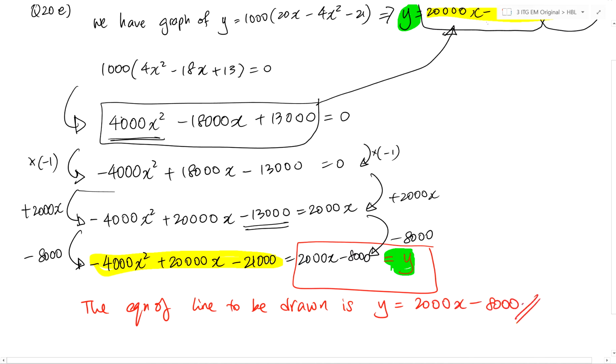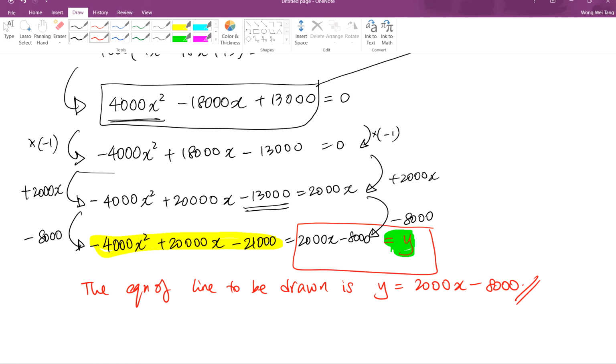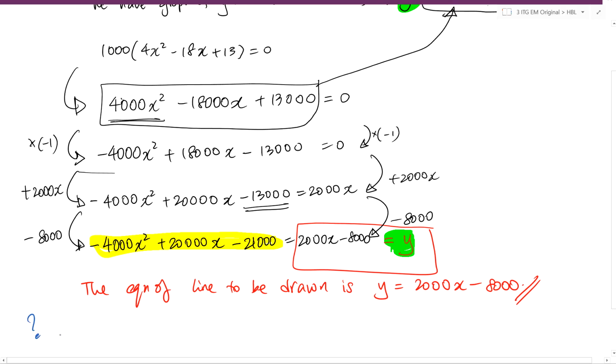By drawing this straight line onto your existing curve, we will have an intersection point. Maybe one, maybe two, or maybe more, depending on the original equation of the curve. Then the x-coordinates of the intersection of these two graphs will give us the solution. So why does this work? We should be wondering, why does this work?